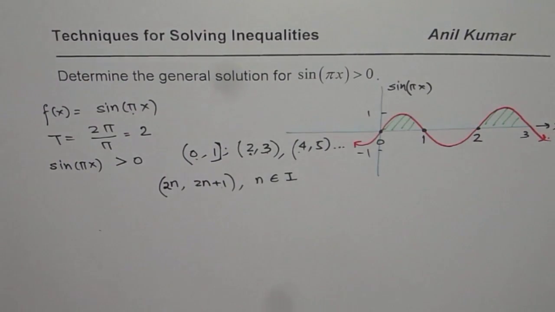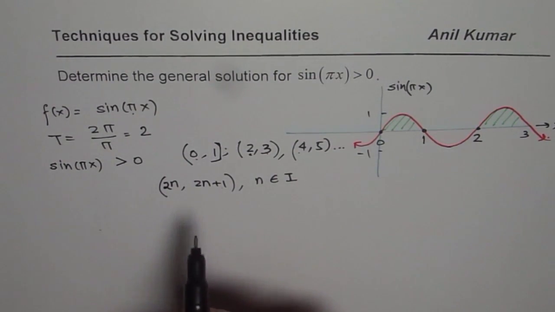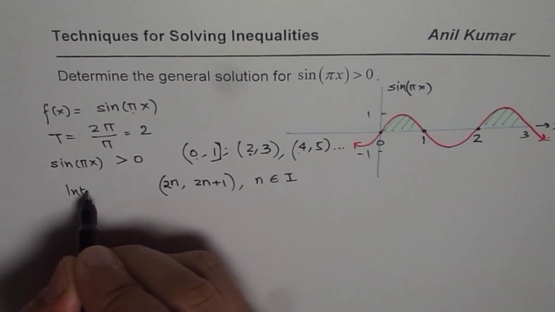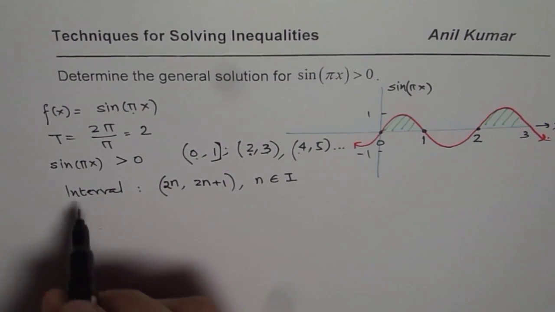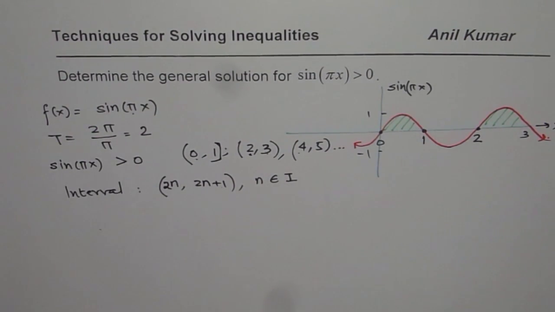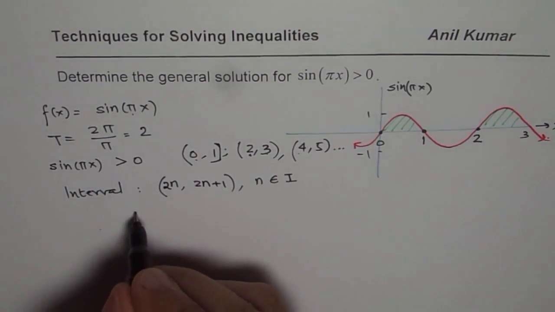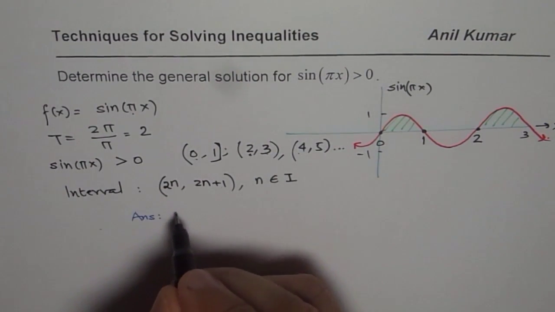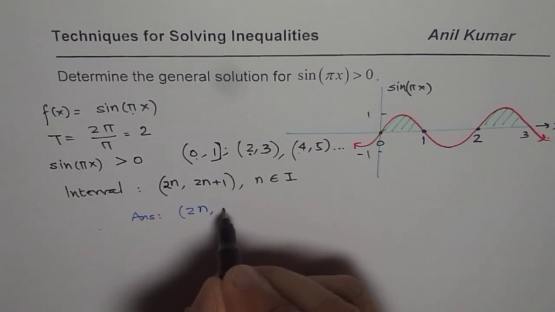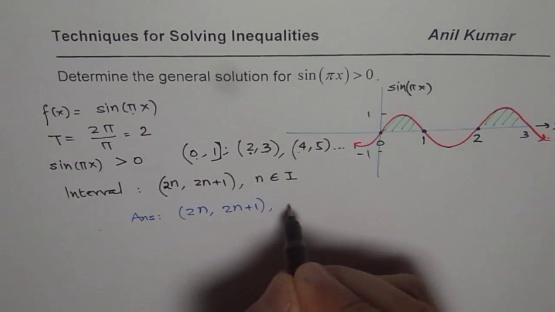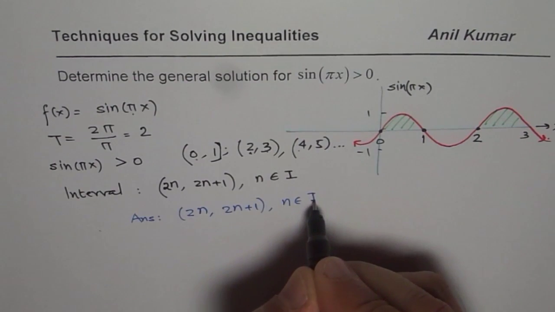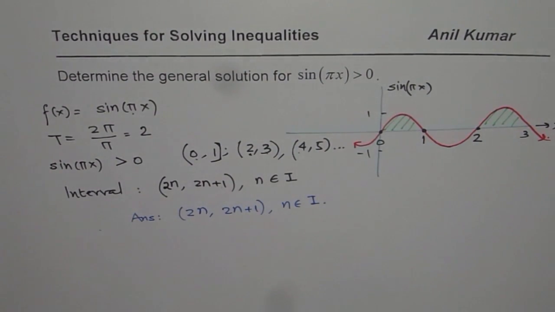Sometimes we write Z also. So that is the interval when sine of pi x is greater than 0. You get the point, right? So that is how we should write our answer. So our answer is between 2n to 2n plus 1, where n belongs to the set of integers. That is our answer. You get the point, right?